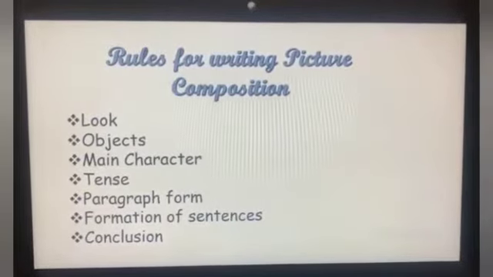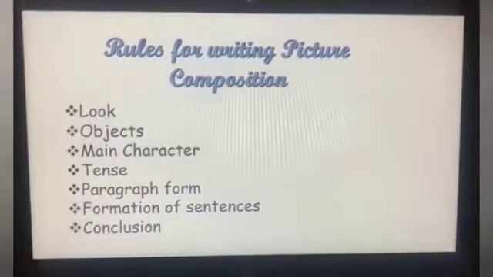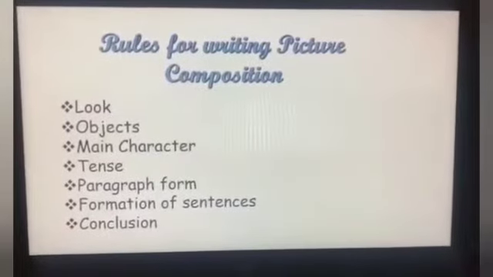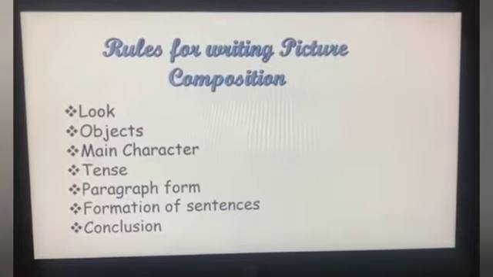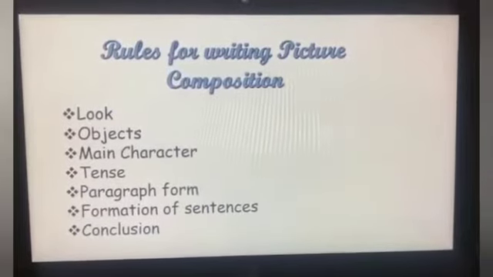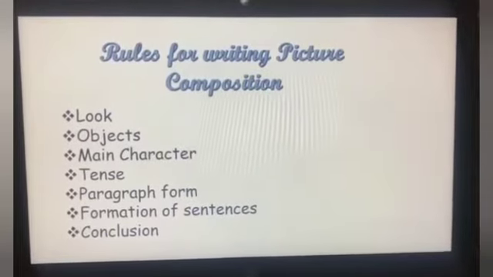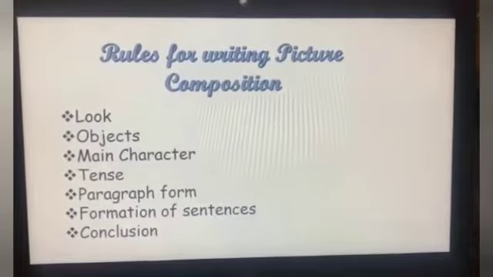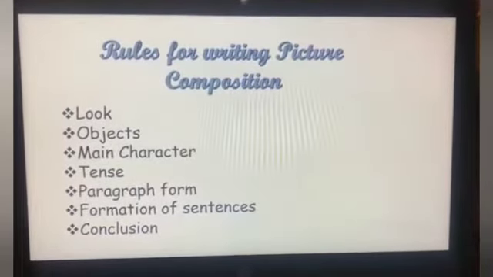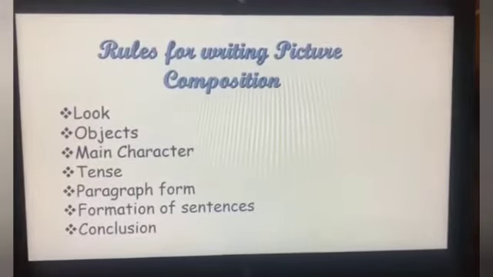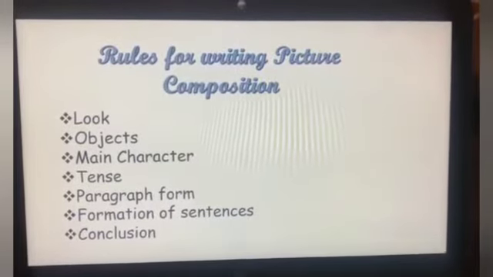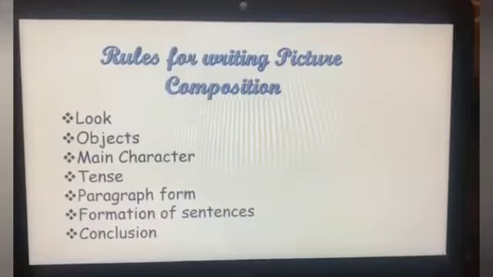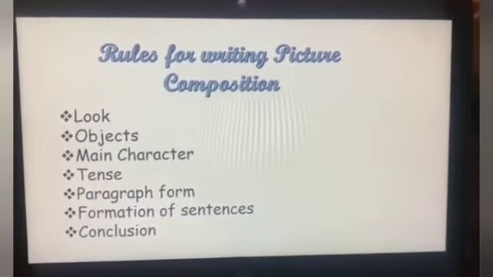Then the last rule is conclusion. Whenever we are writing picture composition, we have to conclude it by writing an impressive line at the end. After you have finished writing your picture composition, you have to go through it very carefully. Look if you have put all the punctuation marks and the capital letters and if there is any error.